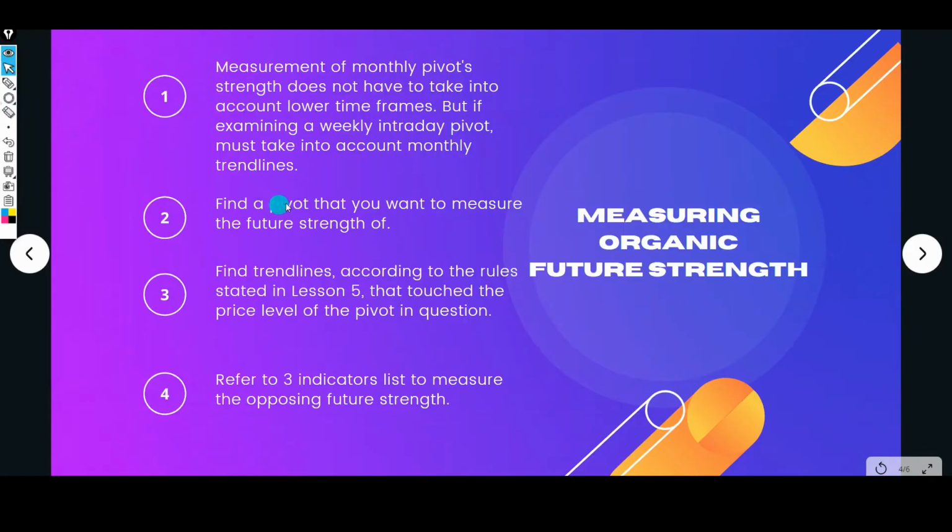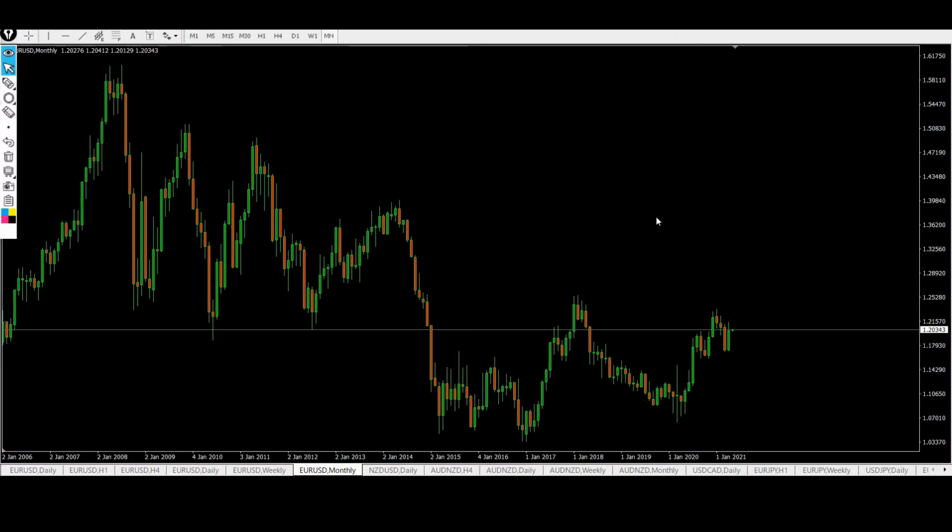Okay, number 2. So let's go ahead and find a pivot that we want to measure the future strength of. Alright, in this demonstration, we're just going to use the monthly chart just for simplicity's sake. So let's go ahead and measure the future short strength of this monthly pivot right here. Okay, let's go on to number 3.